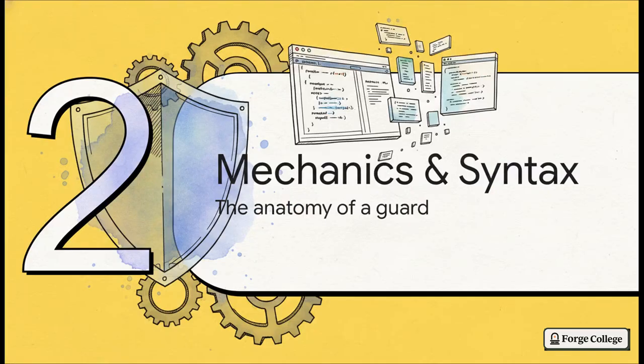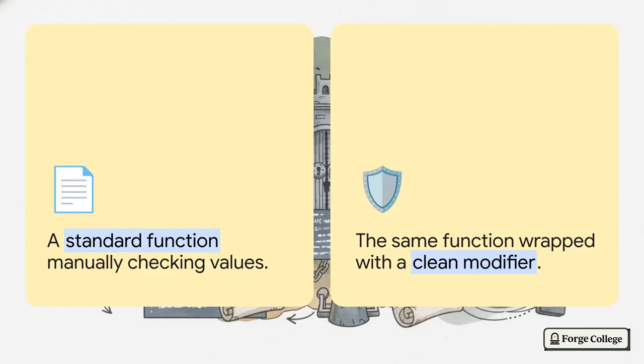Moving right along to Section 2, Mechanics and Basic Syntax. Let's look at the anatomy of a guard. Let's do a quick side-by-side comparison to really see this in action. On the left, we've got this completely naked, repetitive function. Every time it runs, it has to manually check if the caller is the owner using a require statement, and only then does it set the value. Now imagine having to write that exact same require statement on 50 different functions. It's an absolute nightmare for maintenance.